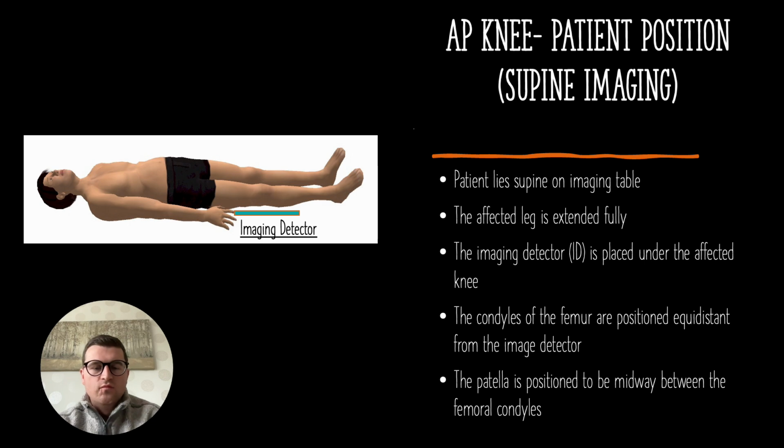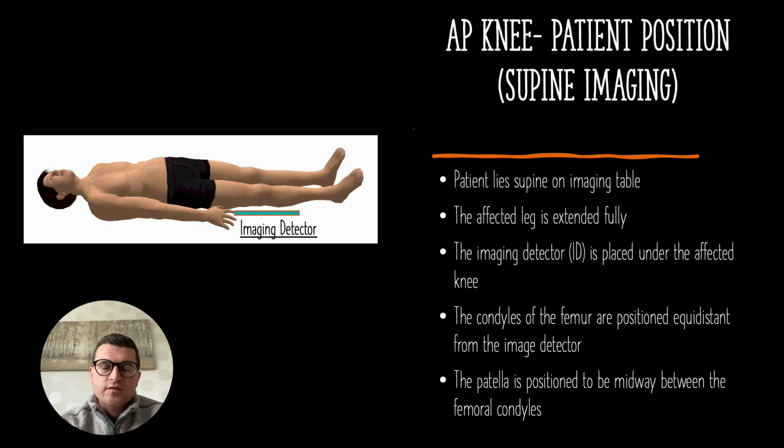So what type of projections do we do then for knee imaging? Today we're only going to be covering an AP knee, or anterior posterior knee projection, but there are various other types we can do, such as a lateral, skyline, patella image. We've got Rosenberg's as well. So a variety of different types of knee imaging, but today we're only going to be covering the AP knee.